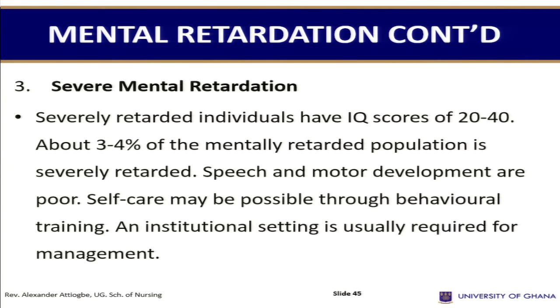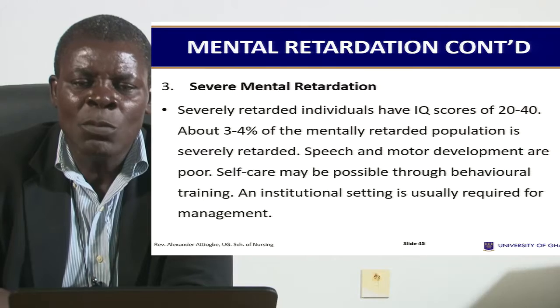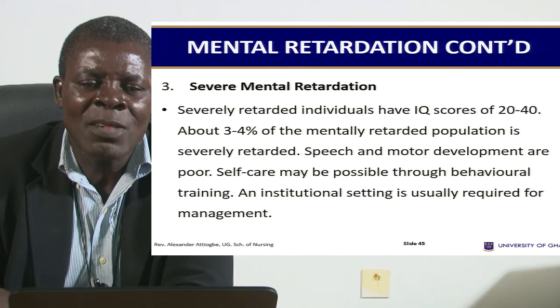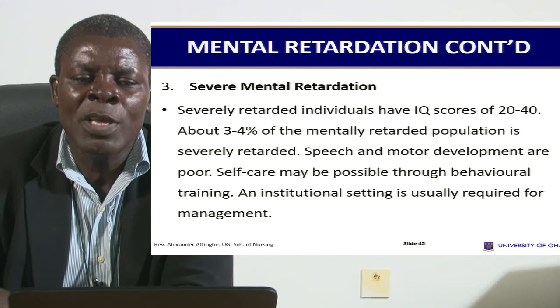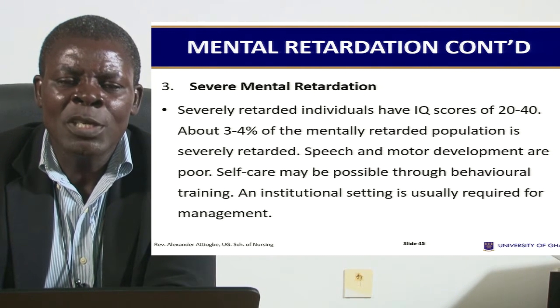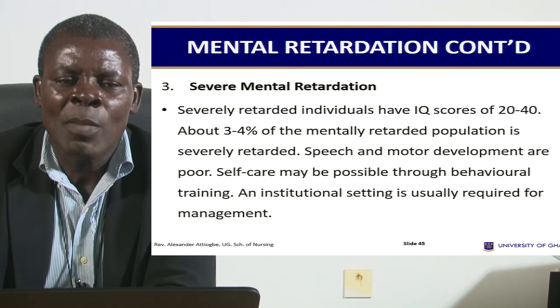The third level is the severe mental retardation. Severely retarded individuals have an IQ score of 20 to 40. About 3 to 4% of the mentally retarded population is severely retarded. Speech and motor development are poor. Self-care may be possible through behavioral training. An institutional setting is usually required for management.